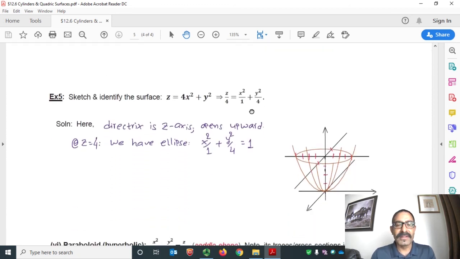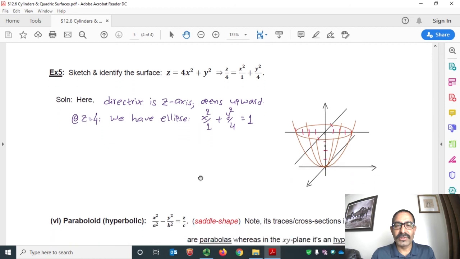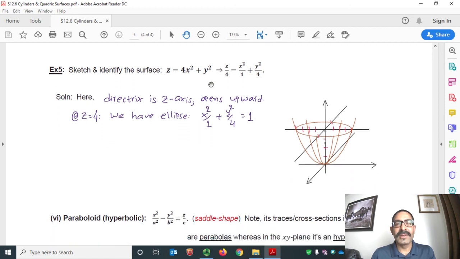Sketch and identify the surface z equals 4x square plus y square. Divide both sides by the LCD of 1 and 4, which is 4. So z over 4 equals x square over 1 plus y square over 4. So then quick idea here. So directrix is z-axis, opens upward. Z has positive sign, so open upward.